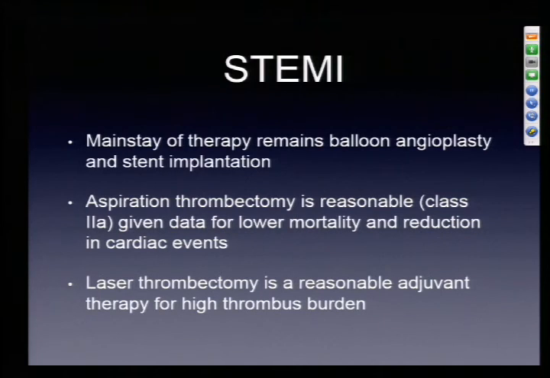So just to recap briefly about ST elevation MIs, again, the mainstay is balloon angioplasty and stent implantation, which we showed you. Aspiration thrombectomy is given a class 2A indication because it has data for lower mortality and a reduction in cardiac events. And then I'll talk briefly about one of the novel techniques, which is laser thrombectomy, which can be used as an adjuvant therapy, especially if you have a very high thrombus burden.